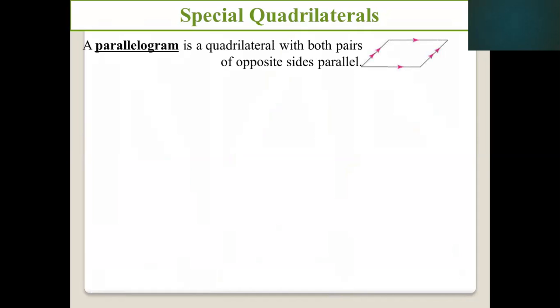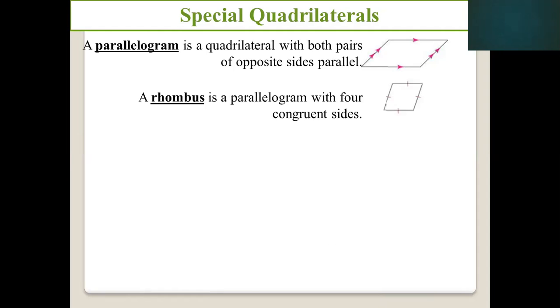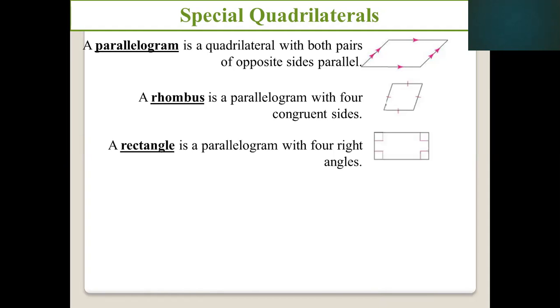And here I have special quadrilaterals like a parallelogram. A parallelogram is a quadrilateral with both pairs of opposite sides parallel, or each two opposite sides are parallel and each two opposite sides are equal in length also. Number two, a rhombus is a parallelogram with four congruent sides, or four sides equal in length. A rectangle is a parallelogram also.